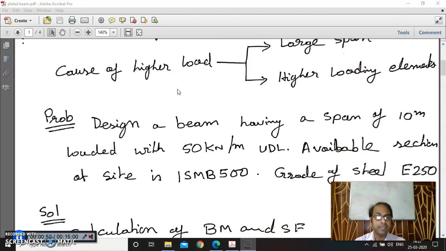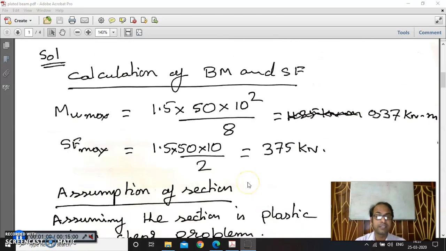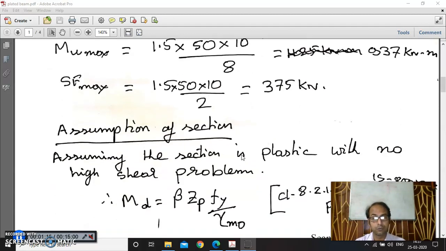Because sometimes, like in this problem, we have a span of 10 meters and a load, but the available section at the site is ISMB 500. So we have to utilize this section. So what we have done here, we have calculated the bending moment and shear force, the factored bending moment and shear force coming on the section due to external load.